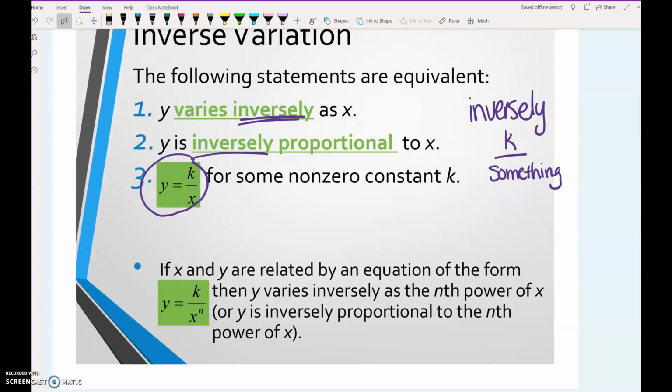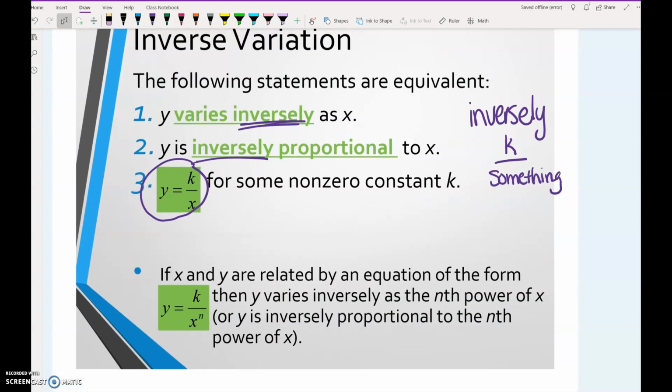You can also have inverse variation with the square or with the nth power of something. So there's also the possibility of Y equals K divided by X to the nth. Again, if you see the word inversely, it means K divided by something. Whatever is described at the end of that statement, that's what it varies inversely by. That's what goes underneath.